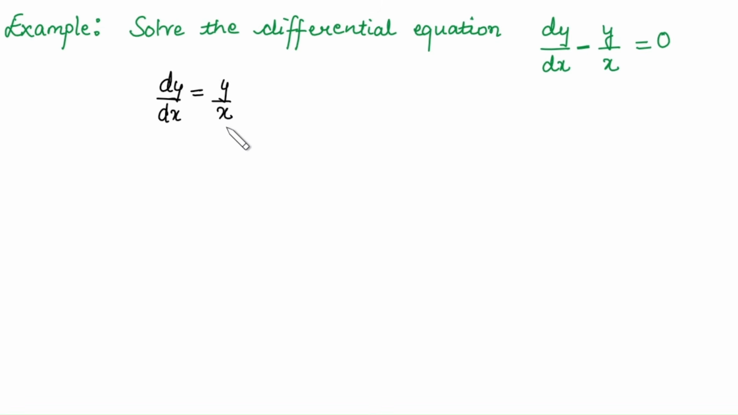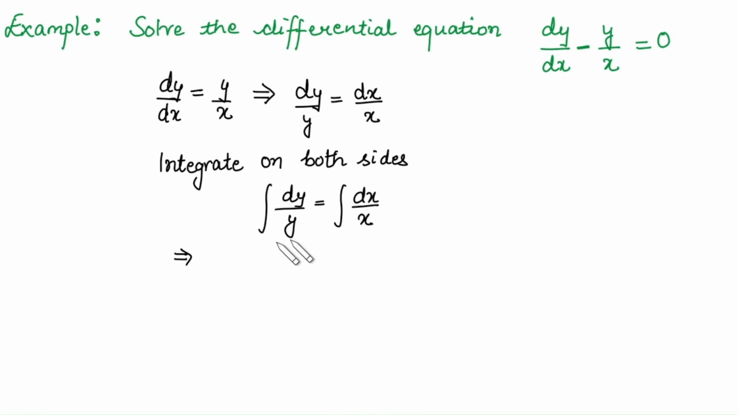After that, we need to separate the variables by bringing all the terms of y with dy and all the terms of x with dx. For that, in the next step, we can rewrite it as dy by y is equal to dx by x. Now integrate on both sides. The integration of 1 by y is log of y, and the integration of 1 by x with respect to dx is log of x, plus a constant.